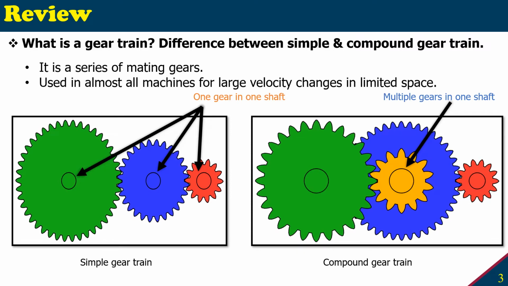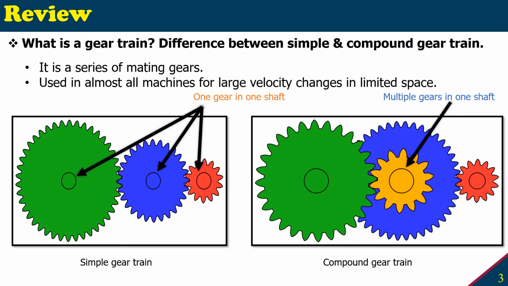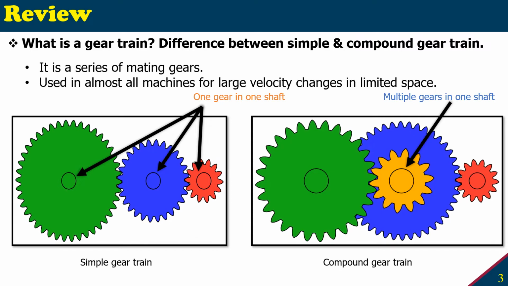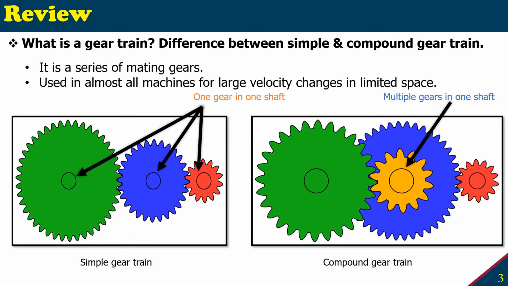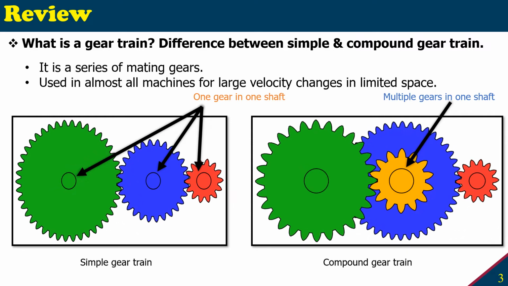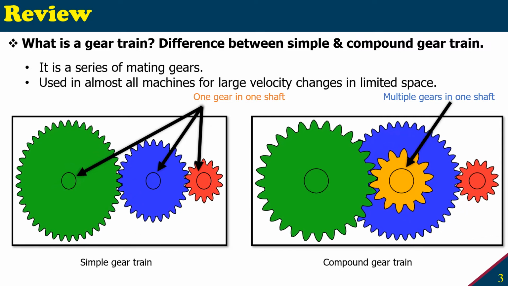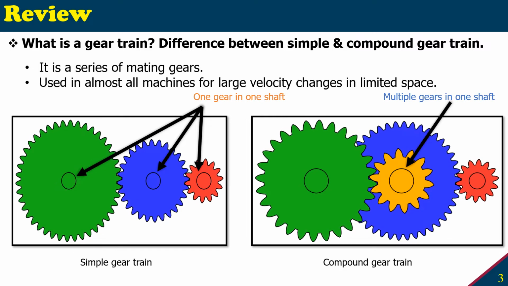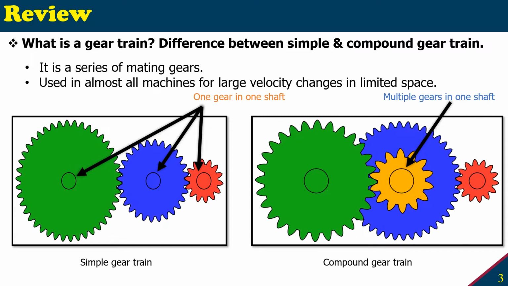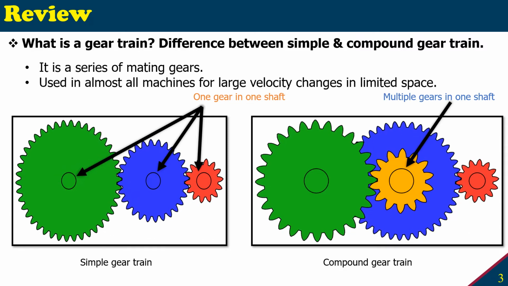On the simple gear train, one basic difference from the compound is that there will be only one gear on one shaft. On the other hand, for a compound gear train, on the right image you see the green is connected with yellow, and then the blue gear is connected with the red, and then the middle shaft has two gears, blue and yellow, on one shaft. So if there are multiple gears on one shaft, that is a compound gear, and if it's in a series, then we can call it a compound gear train.